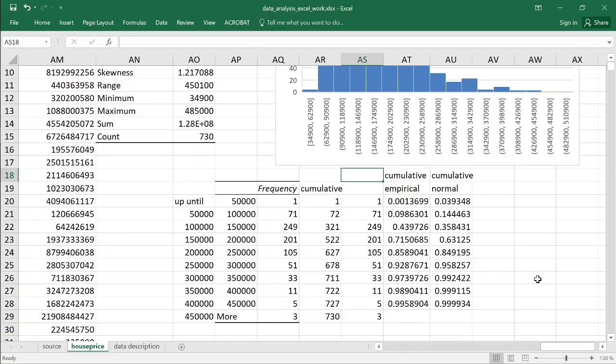Assuming a normal distribution also allows us to compute the probability of observing values in a certain range. If we are interested in computing a probability for values between 50,000 and 100,000, what we can do is to simply subtract these two numbers. So we'd get the probability, assuming a normal distribution, for observing values between 50,000 and 100,000 of about 10%.